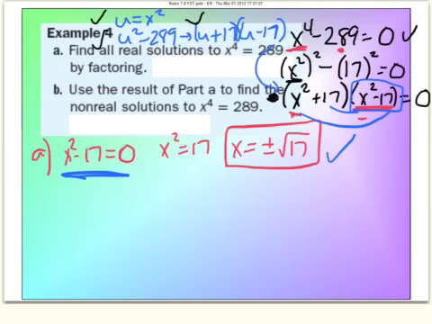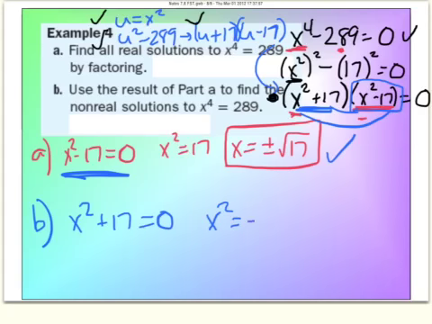You can do part B, finding the non-real solutions. You can use the x squared plus 17, and you can either set it equal to 0, or you could set it up in the quadratic formula. If you set this equal to 0, you're going to get x squared equals negative 17. Take the square root, so it's plus or minus, and this is an imaginary number, so it's plus or minus i, the square root of 17. Here are the other 2.